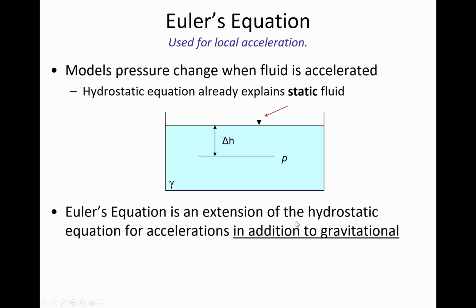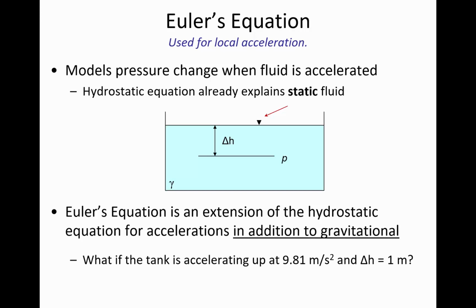So Euler's equation is the extension of hydrostatic, but for additional acceleration. It's the gravitational effect, but then also if there's more acceleration on top of that, Euler's equation can kick in and handle things. For example, if this tank was accelerating up at 9.81 meters per second squared, and if delta H is 1 meter, what would be the pressure at that location? This is not the way to always solve problems like this. I'll show you the full Euler's equation in just a moment.